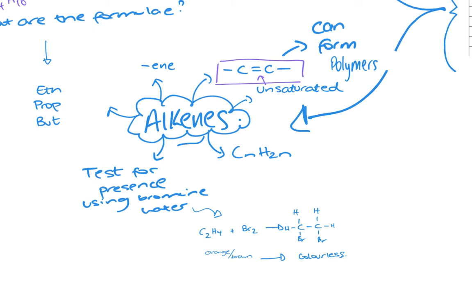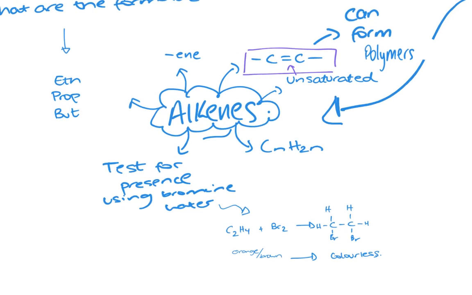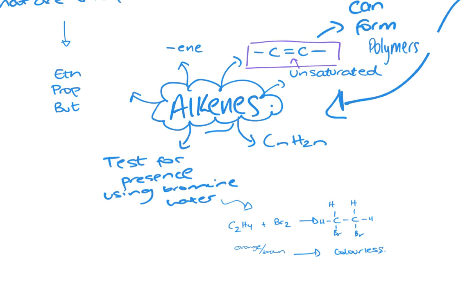Now, alkenes have a similar naming convention to alkanes. We have eth, prop, and but. But there's no meth, there's no methene. Can you think about why there might not be any methene?